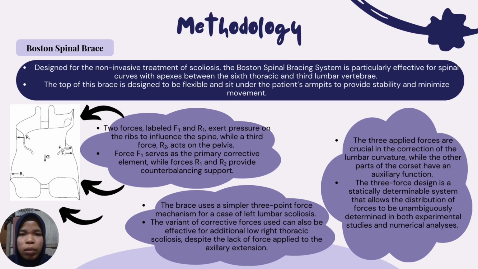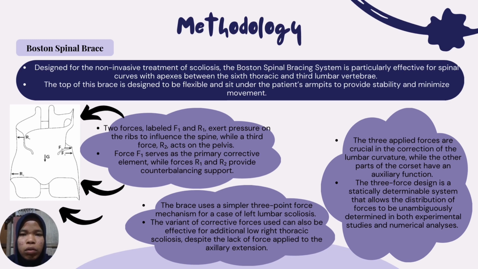Designed for the non-invasive treatment of scoliosis, the Boston Spinal Bracing System is particularly effective for spinal curves with apexes between the 6th thoracic and 3rd lumbar vertebrae. Uniquely, the top of this brace is designed to be flexible and sit under the patient's armpit to provide stability and minimize movement. This picture shows that two forces labeled F1 and R1 exert pressure on the ribs to influence the spine, while a third force, R2, acts on the pelvis. Force F1 serves as the primary corrective element, while forces R1 and R2 provide counterbalancing support.